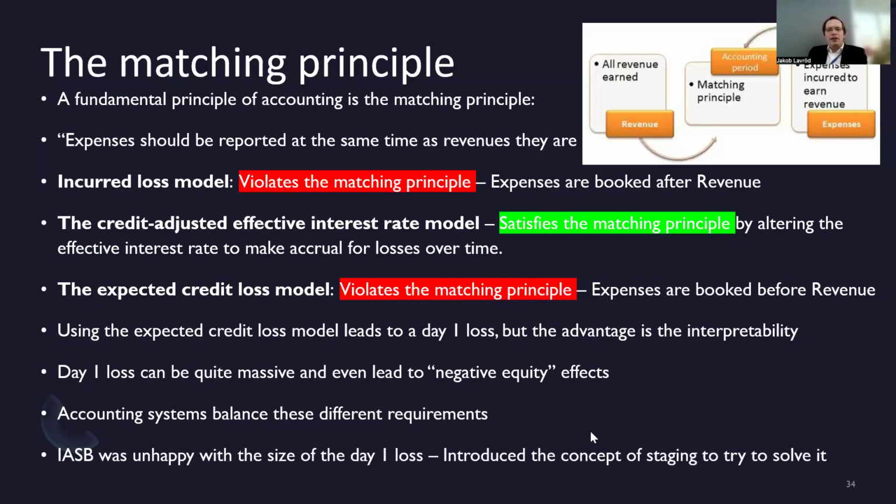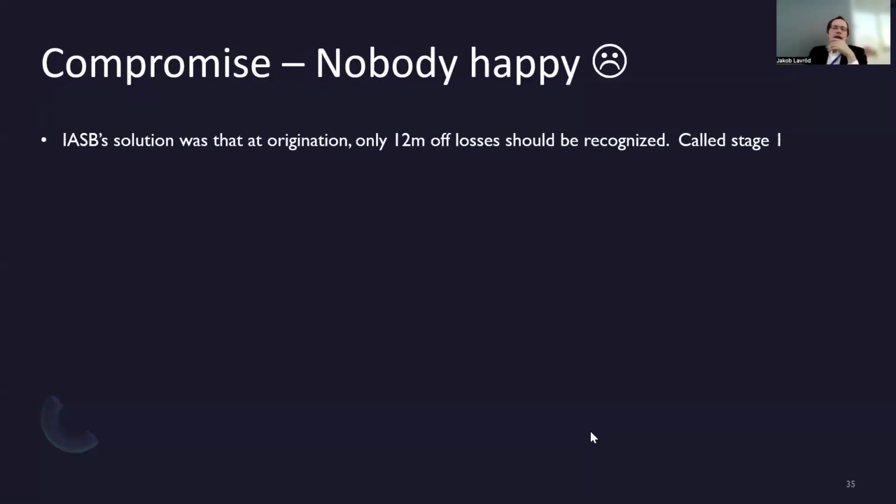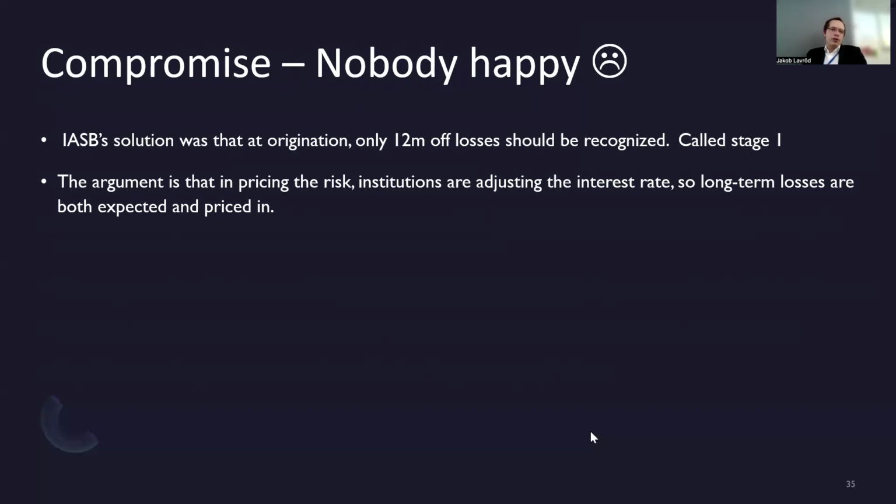And basically what they introduced was the concept of staging. But as I said, nobody really was happy. This didn't really help that much, because it became very complex. The IASB's solution was to say, if the default risk has not really changed that much, you only need to recognize a portion of the losses. So the portion attributed to 12 months of default, and that's called stage one.